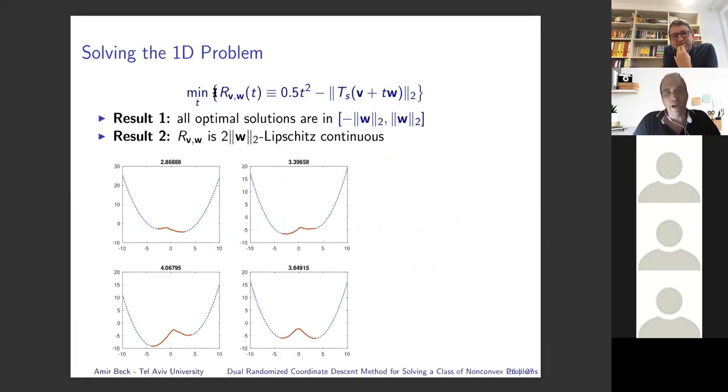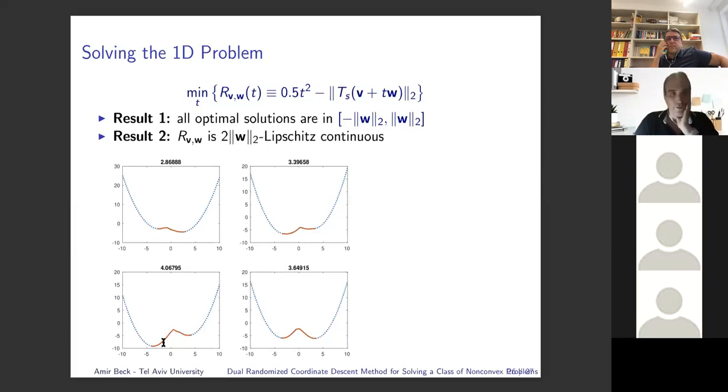The kind of one-dimensional problems that we solve are these: half t squared minus, again, half the thresholding of a certain fixed vector v plus tw. We can show that, first of all, optimal solutions are bounded in an interval between minus the L2 norm of w and the L2 norm of w. And actually this bound, when you look at numerical examples, is very tight.